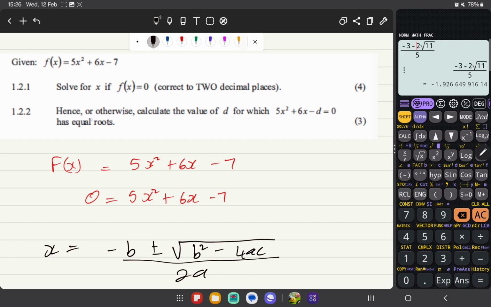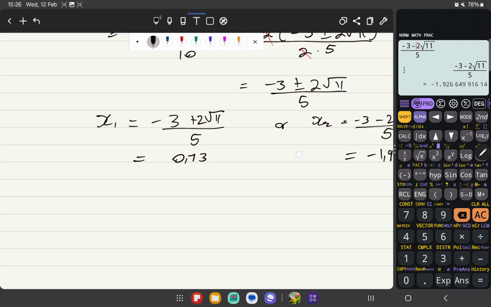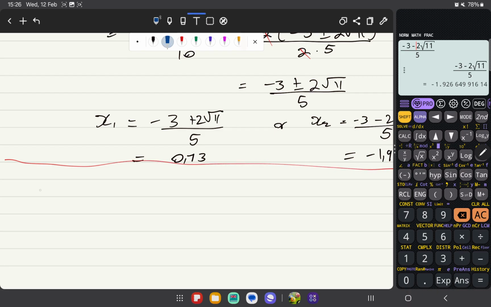So on this question they say, hence or otherwise calculate the value of d, right? Calculate the value of d that will make this thing to have equal roots. Yeah, now that's when you remember equal roots, the discriminant, the nature of roots, right? So remember, for you to have equal roots, what must happen? Your discriminant, which is this symbol, it must be equal to 0. So b squared minus 4ac, which is your discriminant, it has to be what? It has to be 0.